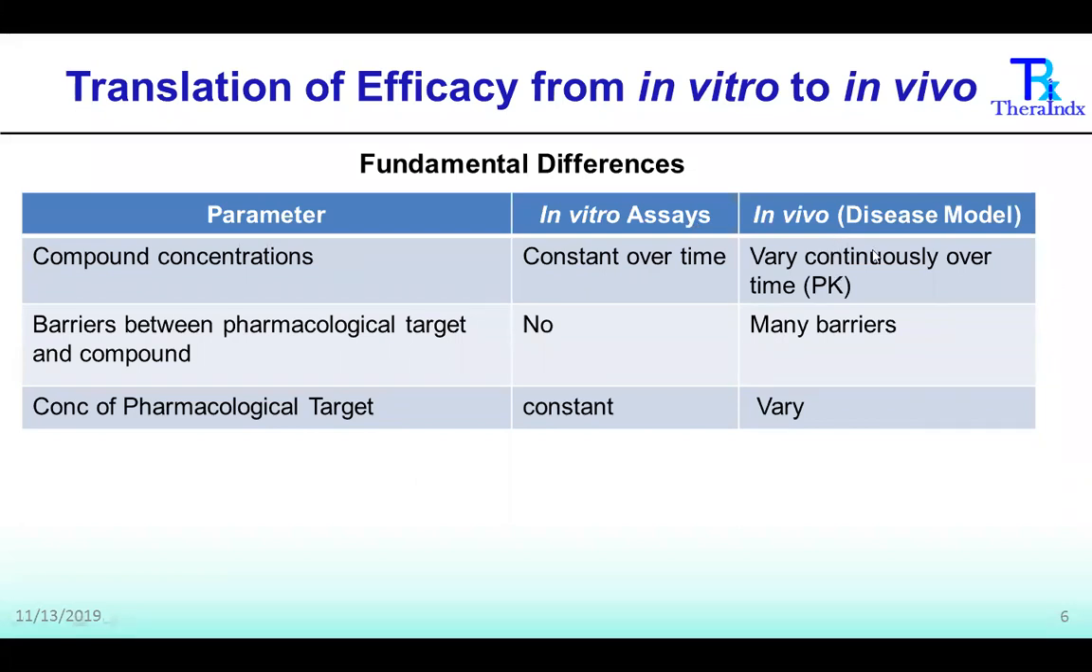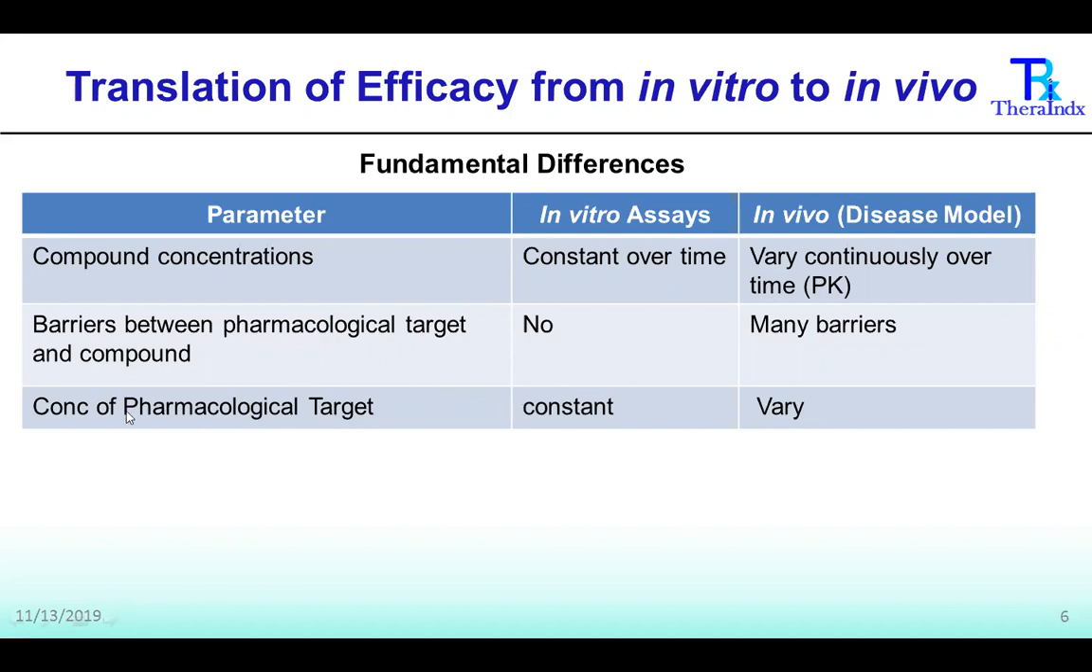For example, an enzyme or a receptor is profiled at constant concentrations. Whereas in vivo, let's say the disease model, the concentration of the compound varies continuously over time, which is nothing but the pharmacokinetics. The second important difference is there are barriers between the pharmacological target and the compound in vivo, whereas in an in vitro assay, essentially there is no barrier. For example, when an enzyme is being assayed in the presence of a compound, it is only the compound and the enzyme. There are no physical barriers between these two.